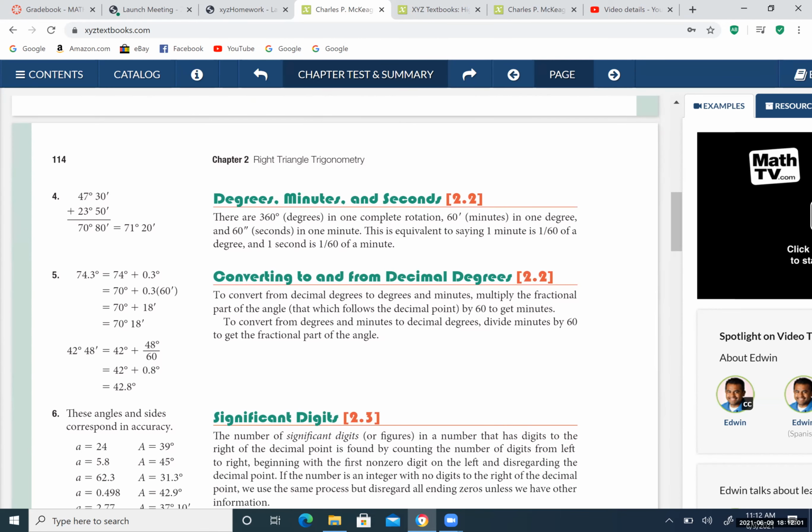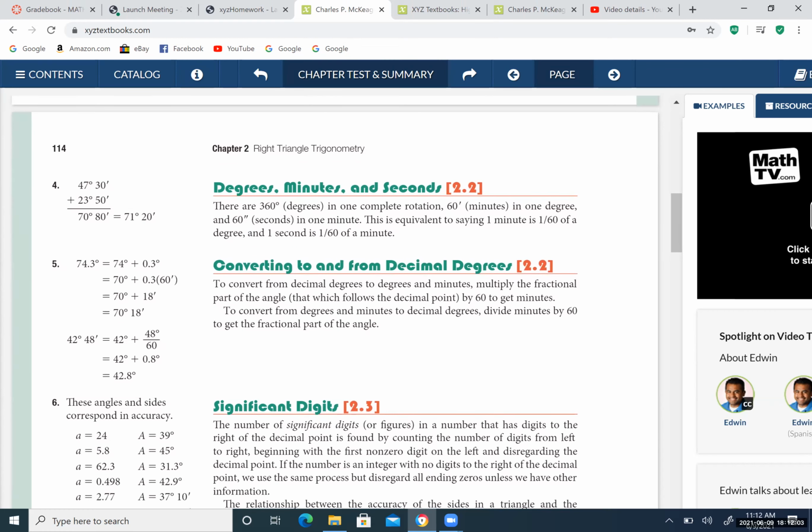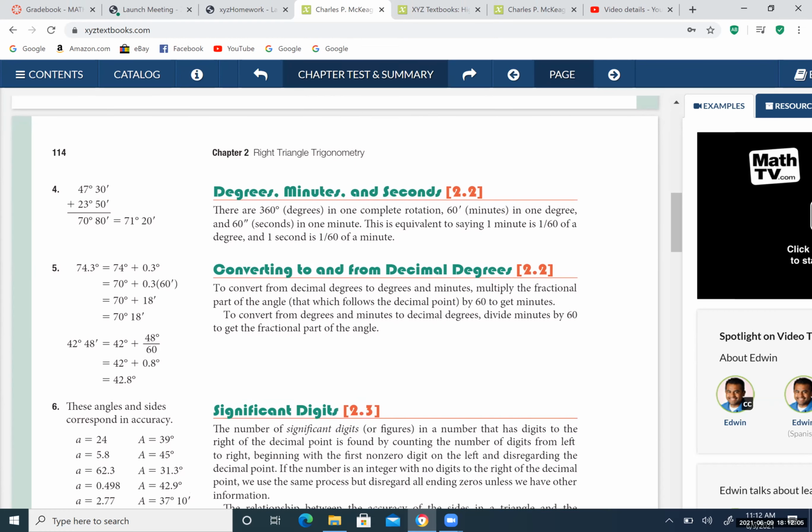And degrees, minutes, and seconds. So this is also just a bit of detail that you should know: we have 360 degrees in one complete rotation. Everyone knows that, right? So 60 minutes in 1 degree.